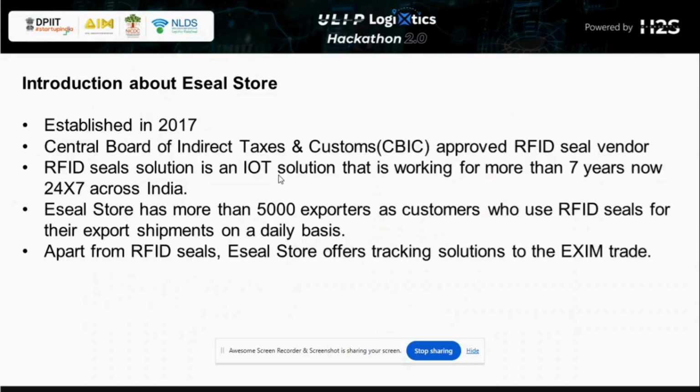Before we come to the problem statement, a quick introduction about our company. Our company eSeal Store was started in 2017. We are one of the CBIC approved RFID seal vendors. We are based out of Chennai. Our RFID seal solution is an IoT solution that has been working for more than 7 years now across India, 24 by 7, 365 days a year.